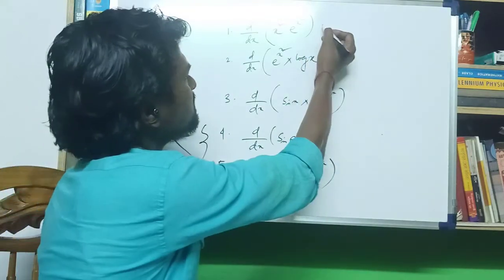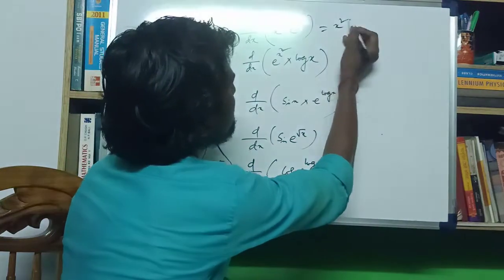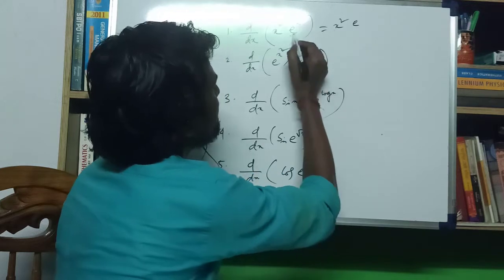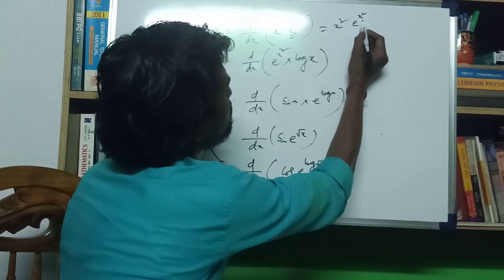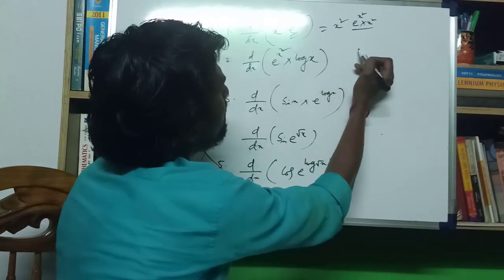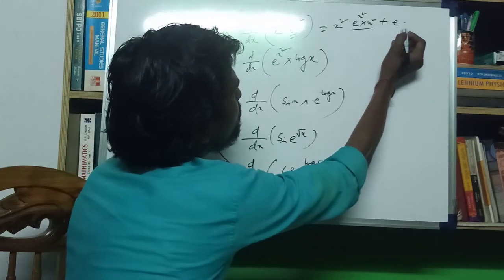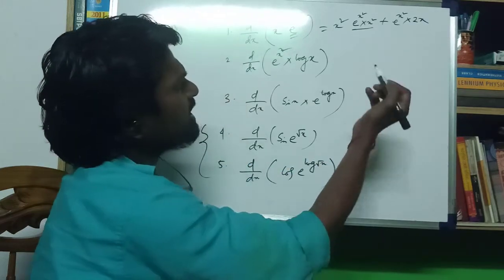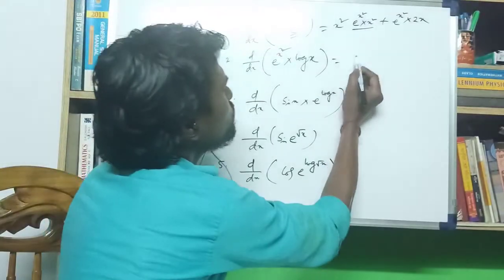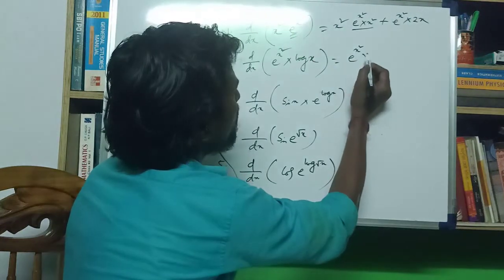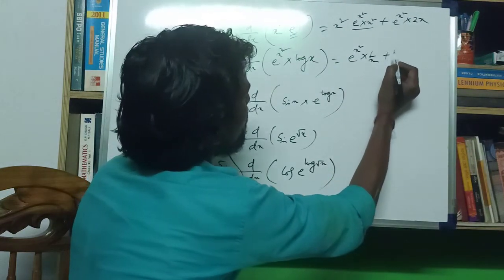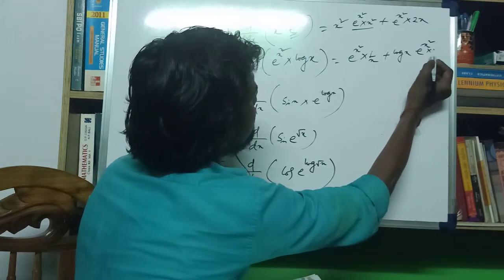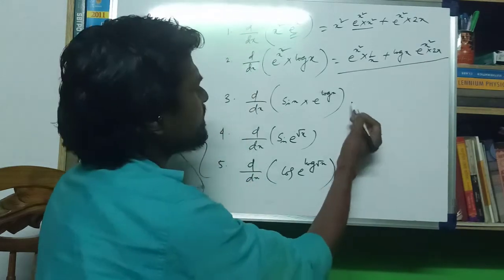So the first one is x square, means the first function is x square, and the derivative of the second function, e to the power of x square into x square plus e to the power of x square into d/dx of x square means 2x. So the derivative is done. e to the power of x square into log x means 1 by x plus log x into derivative of the first function. So e to the power x square into 2x, the derivative is done.